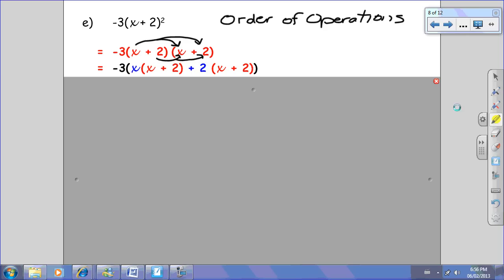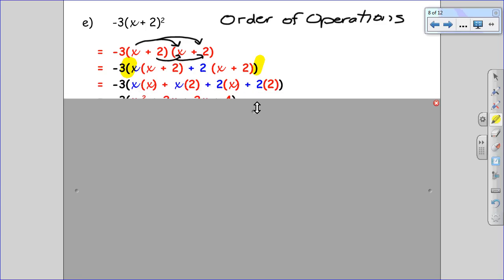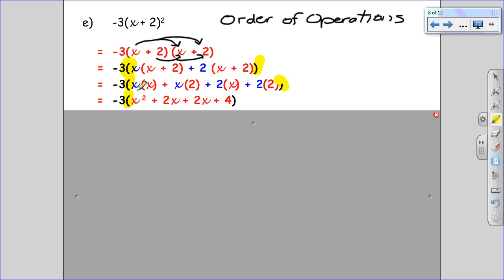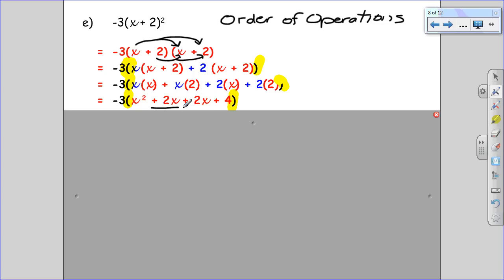But you'll notice something really important here. I've got an extra set of brackets right here and here because the answer that's in those brackets needs to all be multiplied by the negative 3 that's in front once we've completely evaluated our exponent. Again, I can do the same distributive property here: x times x, x times 2, 2 times x, 2 times 2, and I simplify. I still have my extra brackets here and my negative 3 out in front. So I've got negative 3, my extra bracket, x squared plus 2x plus 2x plus 4. Again, my extra bracket's still there, and I have to add my like terms.